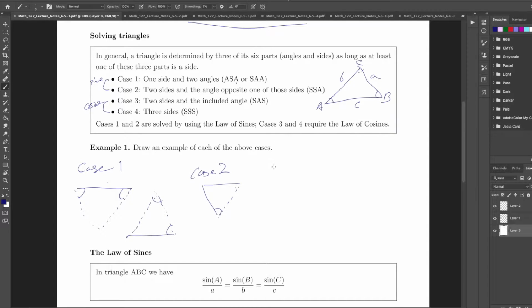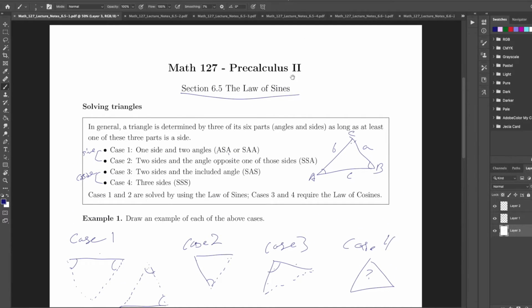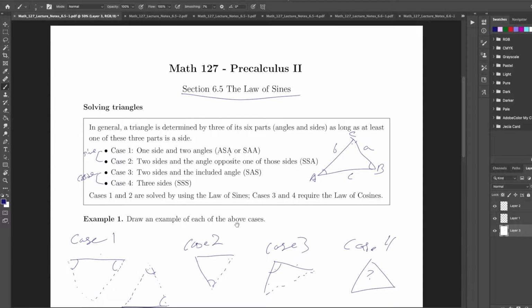For case 3, I know 2 sides and the angle between them, so side, angle, side. I don't know the other 2 angles, but I can solve for them using that. For case 4, I know all 3 sides, but I have no clue what the angles inside are. Once again, this is law of cosines. This section would be law of sines, where we're going to be doing case 1 and case 2, and in section 6.6, we'll be doing case 3 and case 4.